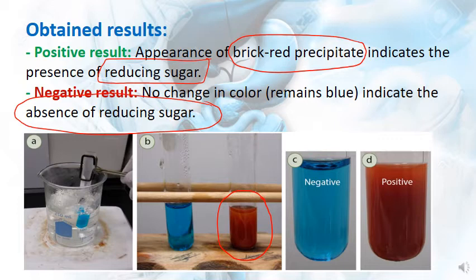So you have to keep it in your mind. The Fehling test is done to identify the presence of reducing sugar. If we have a brick red precipitate, this indicates the presence of reducing sugar. If we don't have brick red precipitate, this means that we don't have reducing sugar.